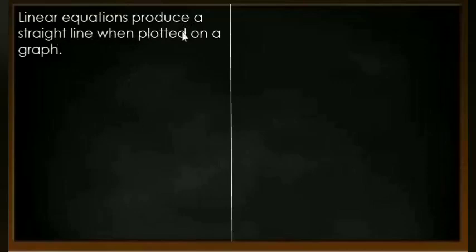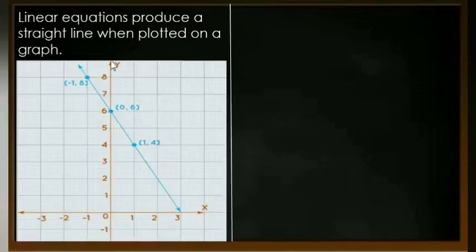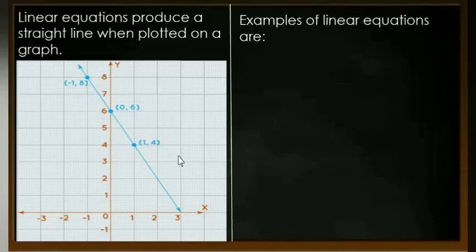Linear equations produce a straight line when plotted on a graph. This is one of the important criteria of linear equation. When you plot a graph of the y-axis versus the x-axis in a linear equation, you will have a straight line. Hence the reason why they are called linear equations, because the word linear simply means straight. So whenever you see a straight line graph, just know that it's a linear equation.